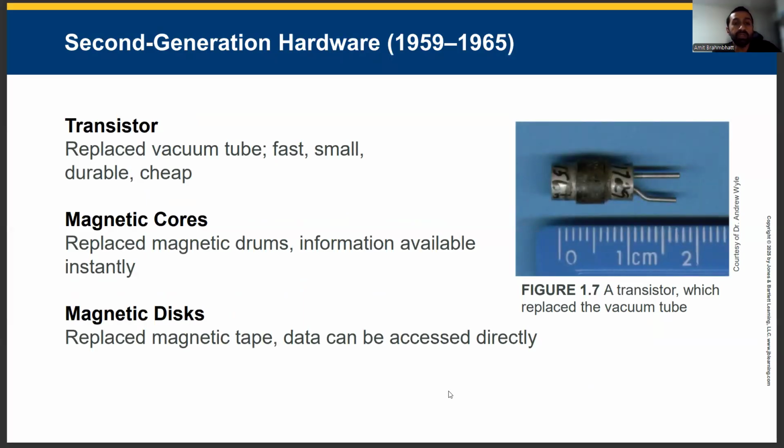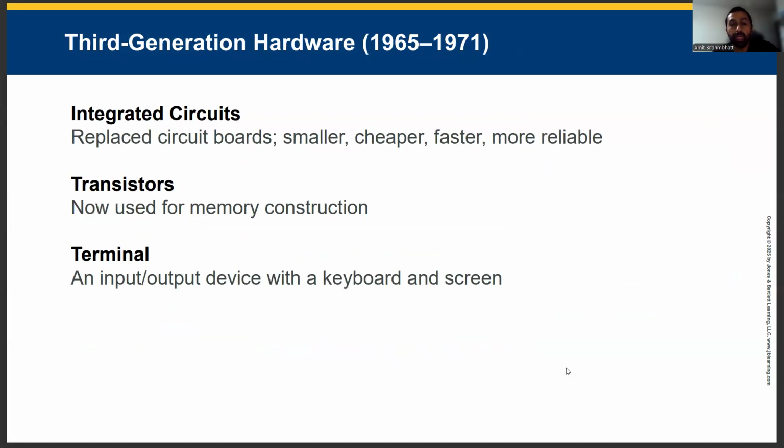Transistors replaced the vacuum tube, fast and small, durable and cheap. Magnetic cores replaced the magnetic drums, with information available instantly, and magnetic disks replaced magnetic tape. Data can be accessed directly. It also reduced size and cost, making computers more accessible to organizations beyond governments and large labs.